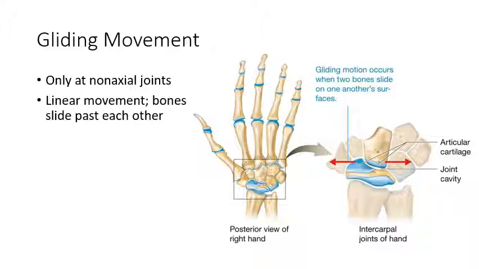Gliding movement is always linear, basically movement in a plane where 2 bones are gliding or sliding past each other, and it mostly occurs in your wrist and your ankle. So again, you have the example of 2 carpal bones sliding past each other, basically.